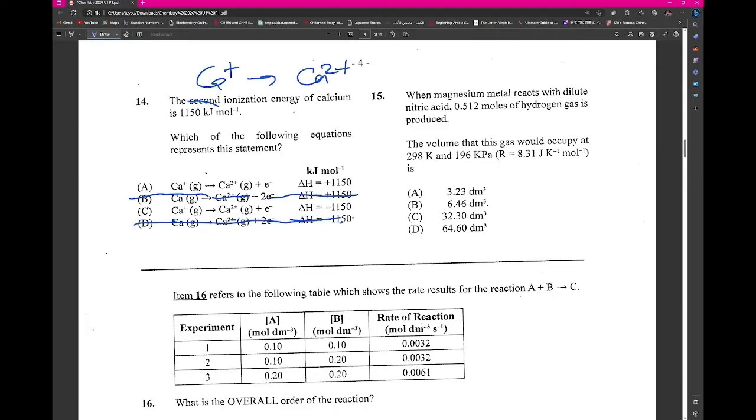And we have to know that ionization energy is endothermic, therefore C is out. So A would be our answer. 15. When magnesium metal reacts with dilute nitric acid, 0.512 moles of hydrogen gas is produced.